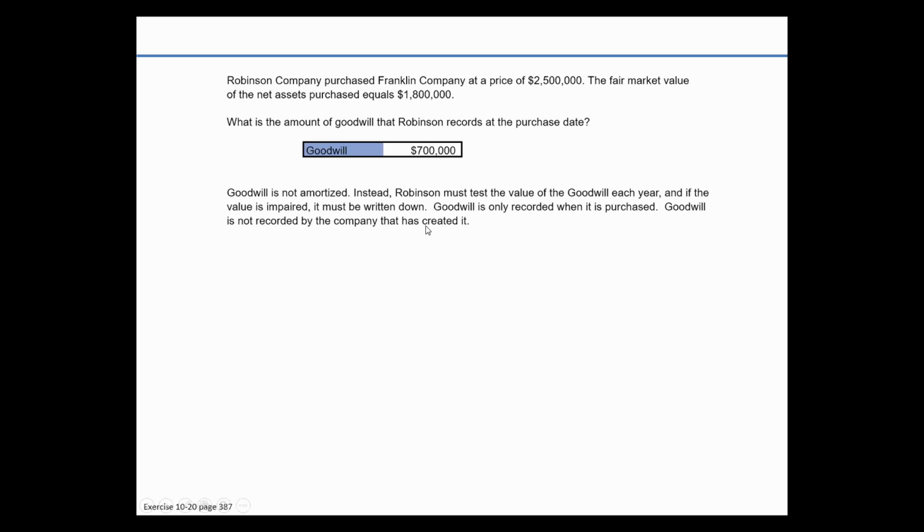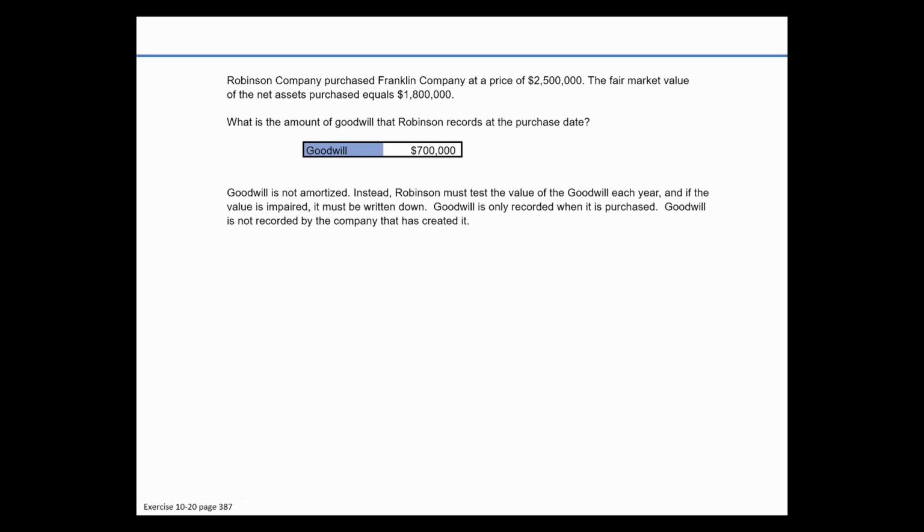Now remember that goodwill is not amortized. Instead, Robertson must test the value of goodwill each year. And if the value is impaired, it must be written down. Goodwill is only recorded when it is purchased. Goodwill is not recorded by the company that created it.